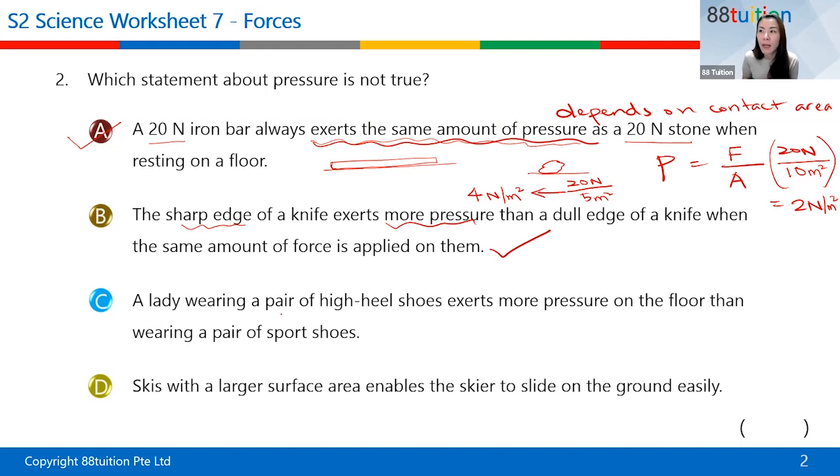A lady wearing a pair of high heel shoes exerts more pressure on the floor than wearing a pair of sports shoes. So imagine you are sitting in the hall or the parade square during the assembly time. Then your teacher wearing a pair of high heel shoes walks down the row of students. Then your hand is sticking out. You rested your hand on the ground, and then your teacher accidentally stepped on your hand. Painful or not? Tell me.